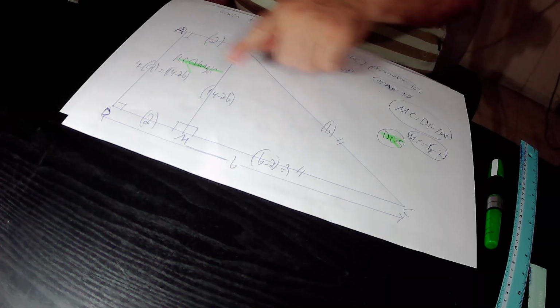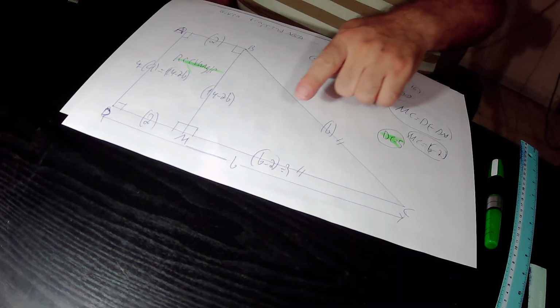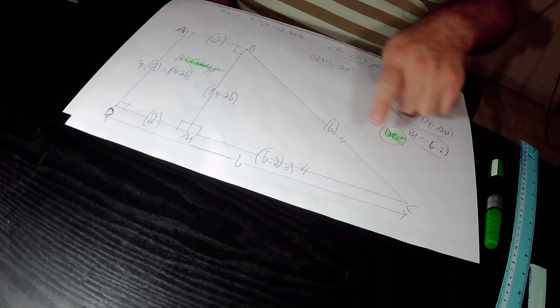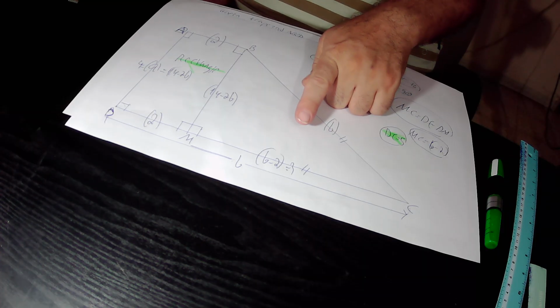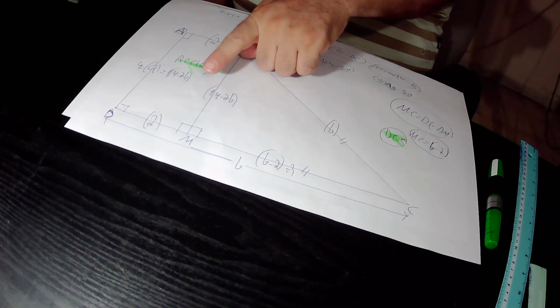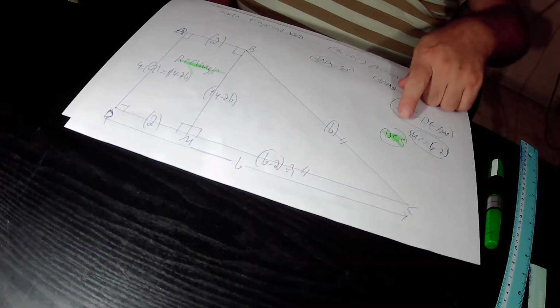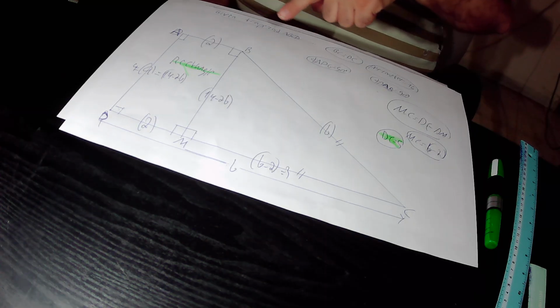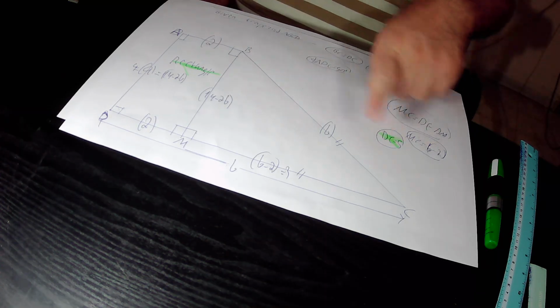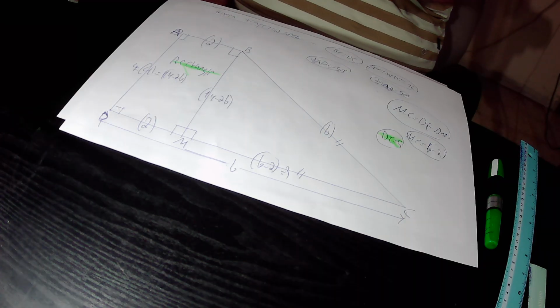So this in total equals 2, and MC equals b minus 2. B is 5, so b minus 2 is 5 minus 2, that is 3. So in total this equals 2 plus 3, that is 5. So AB equals 2, DC equals 5, and AD equals 4.